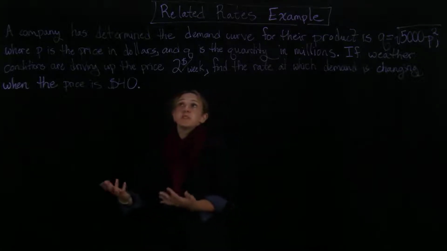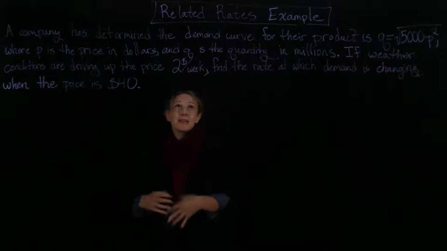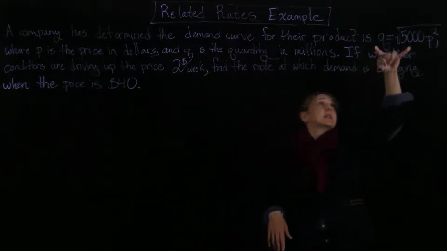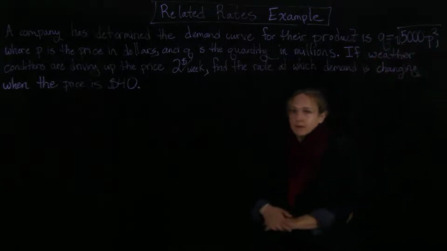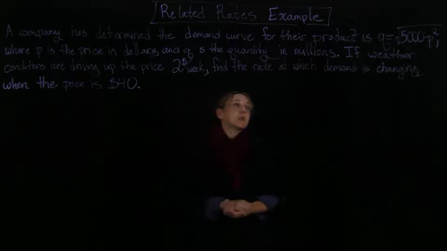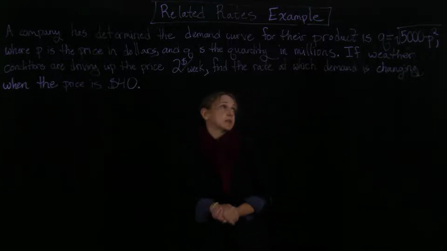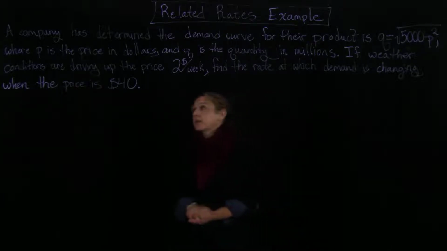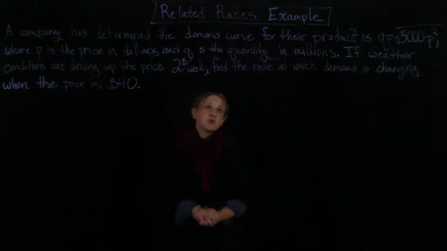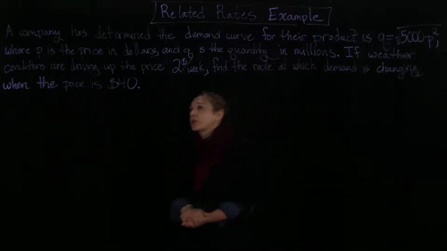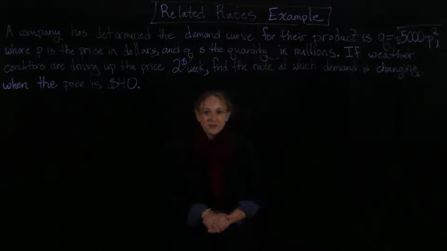So we're going to suppose that we have a company that has determined that demand for their product is given by this particular equation, where P is the price in dollars and Q is the quantity in millions. The equation is Q equals the square root of 5,000 minus P squared. If the weather conditions are driving up the price $2 per week, find the rate at which demand is changing when the price is $40.